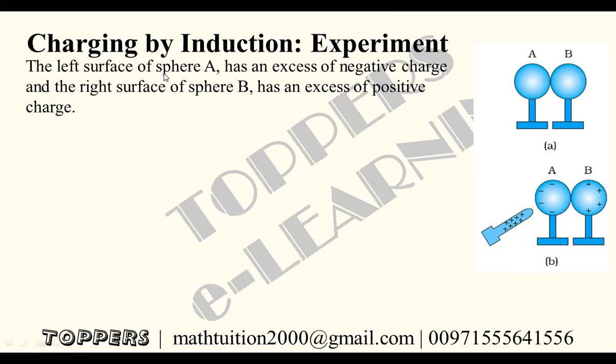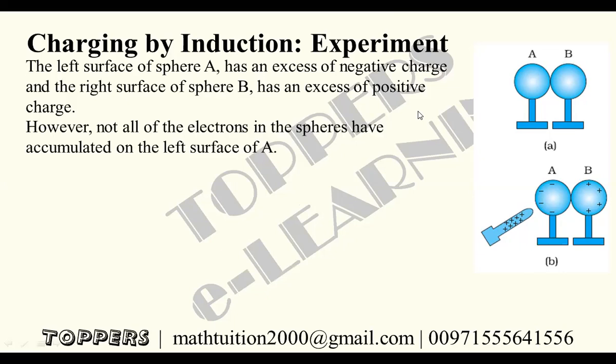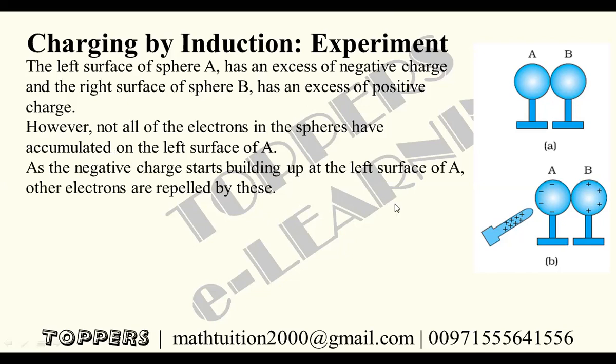The left surface of sphere A has an excess of negative charge, and the right surface of sphere B has an excess of positive charge. However, not all of the electrons in the sphere have accumulated on the left surface of A. As the negative charge starts building up at the left surface of A, other electrons are repelled by this.